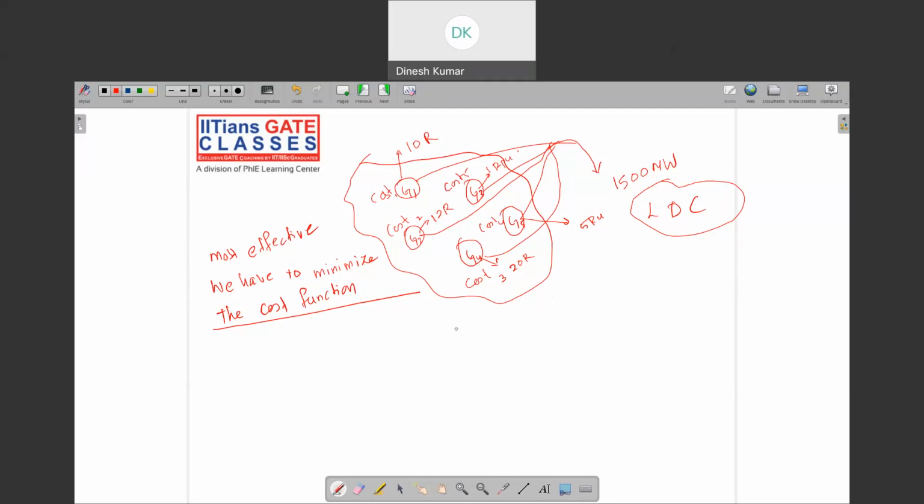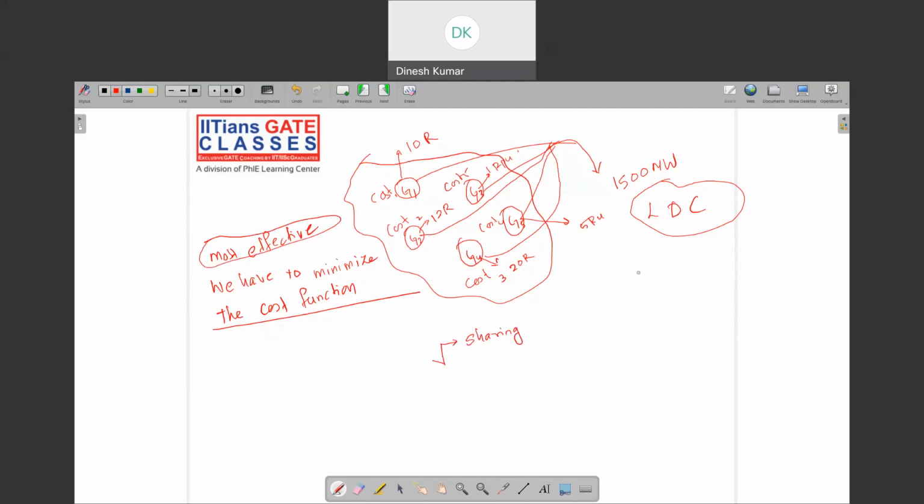So that is basically known as the economic load dispatch. The aim of economic load dispatch is to find the most effective way of sharing the load between the generators in a substation, or the most effective way of sharing the load between different generation stations. So this will be actually two things. First is sharing.